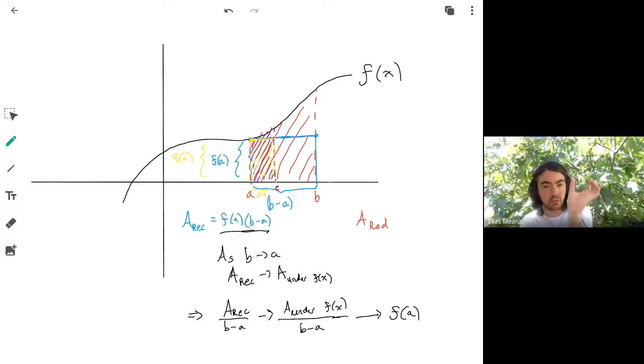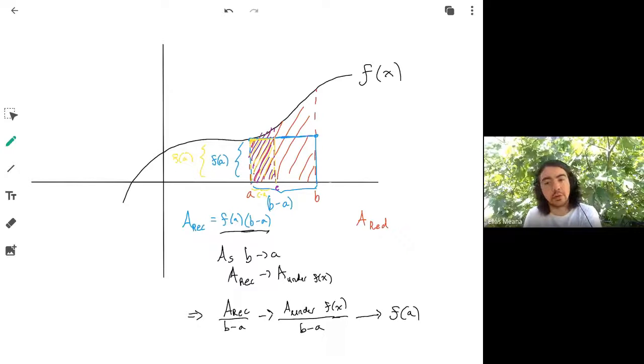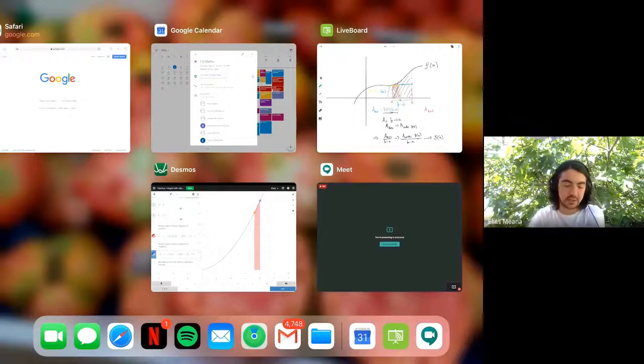Divided by the width of the region, as we let B get really, really close to A, as we let the region get really, really small, this has to be really close to the actual function at that point, all right? So this is what we were talking about yesterday, and we had a Desmos thing to help us visualize it. So let's cross over to Desmos real quick.